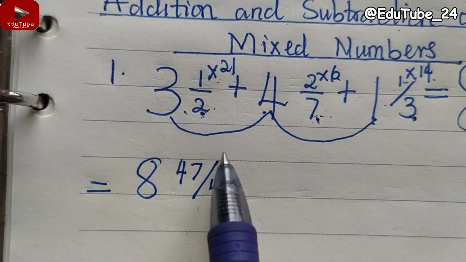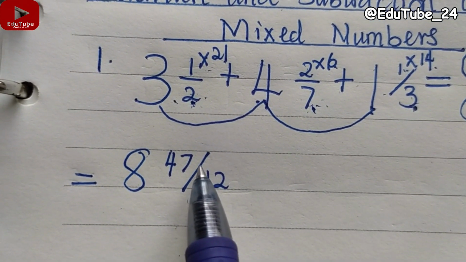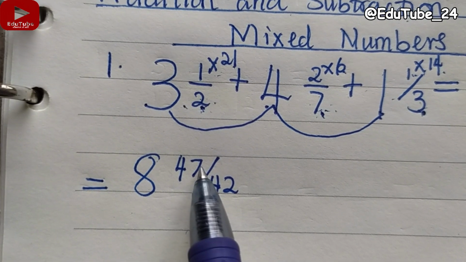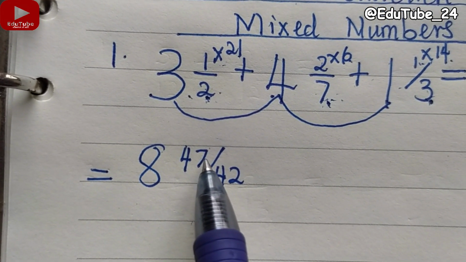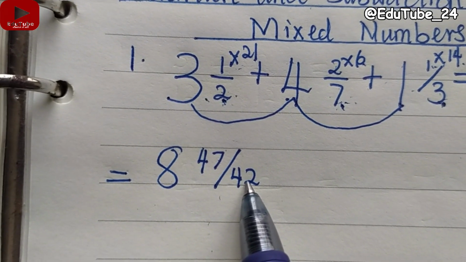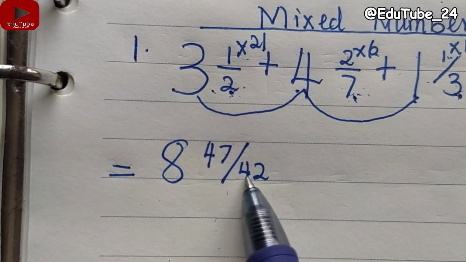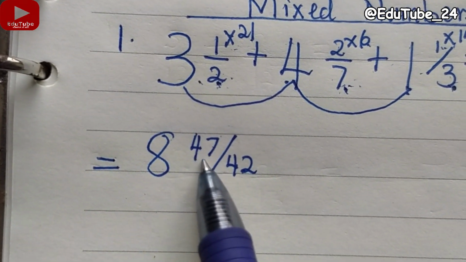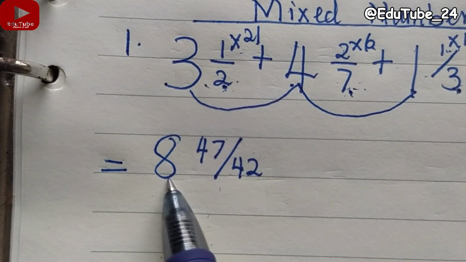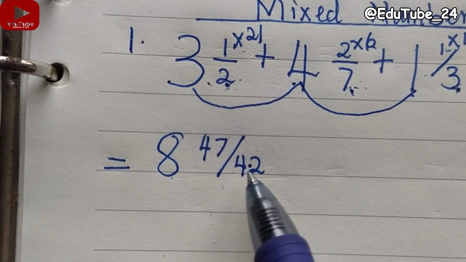Why is that? Because if you look at this fraction, we will see that it's an improper fraction. An improper fraction is a fraction in which the numerator is bigger than the denominator. As you can see here, 47 is bigger than 42, so that makes it an improper fraction. So what do we do? I will need to convert it to a mixed number. This is already a mixed number, but I will still need to convert this improper fraction attached to this whole number to another mixed fraction. So how do I go about that?